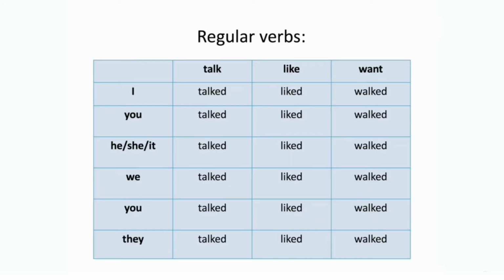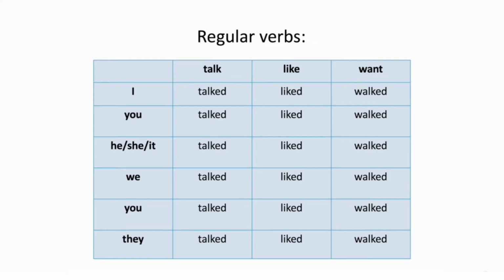Now, we form the past simple tense of regular verbs by adding ed to the end of the infinitive or base form of a verb. For example, talk. I talked. You talked. He, she, it talked. We talked. You talked. They talked.